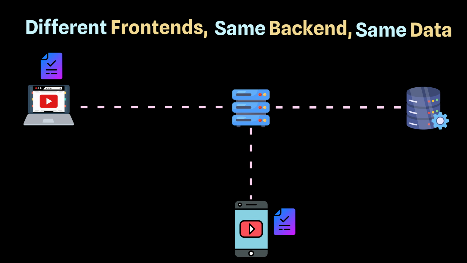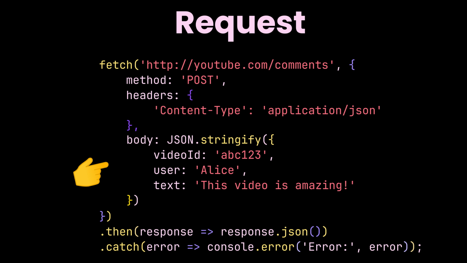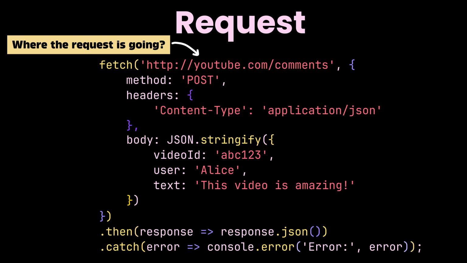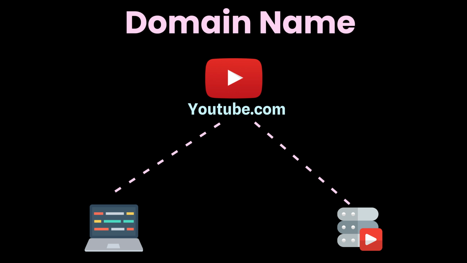Now that we understand the overall flow, let's take a closer look at what's actually inside one of these requests. A request usually contains the data we care about, such as the comment text, the video ID, and the user who wrote the comment. At the top of the request, there are a few important details that describe where the request is going and what action it represents. One of these details is the domain name. YouTube owns the domain youtube.com and has configured it so that any request sent to that domain is routed to their backend servers. That's how the request knows where to go.